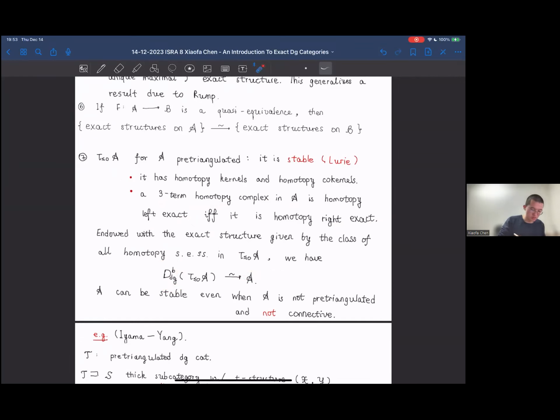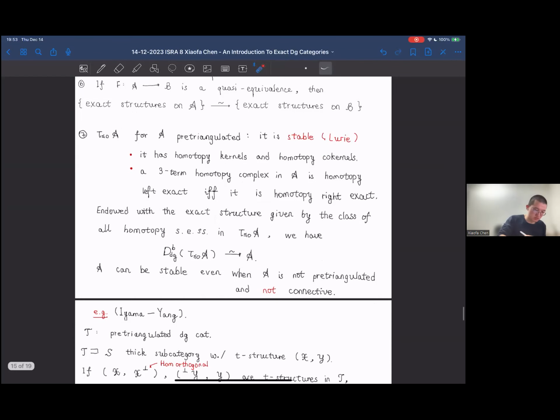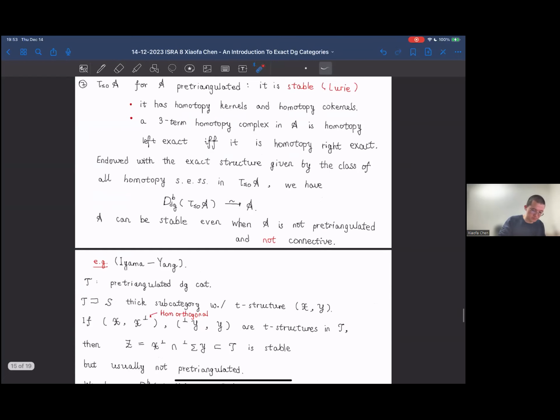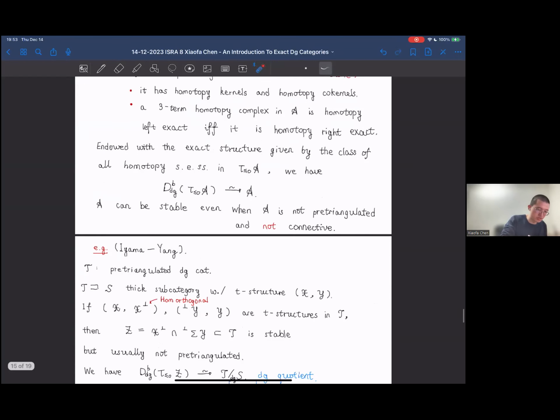But yes, so a connective DG category is never pre-triangulated. But it can also happen that a non-connective DG category, which is not pre-triangulated, is stable. So examples are given by Yang and Young's construction, a special case of their construction.